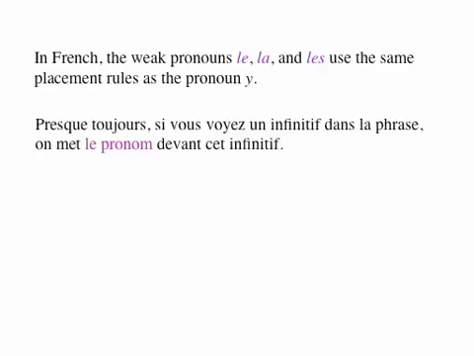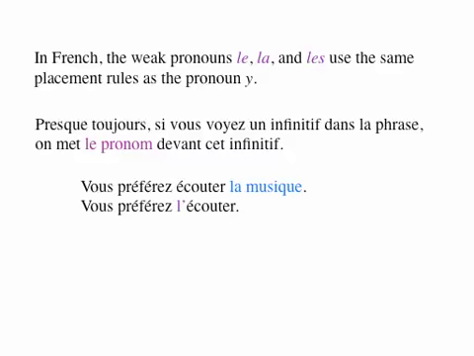In fact, almost always when you see an infinitive in a sentence, you're going to put the pronoun in front of that infinitive. So you could have, not "vous allez écouter la musique," but "vous préférez écouter la musique." In this case, still, it's not that you're preferring music instead of something else. It's that you're preferring to listen to music. And the music still belongs with the verb écouter. We're going to replace la musique with la, except écouter starts with a vowel, so l', and put it in front of the infinitive. Vous préférez l'écouter.